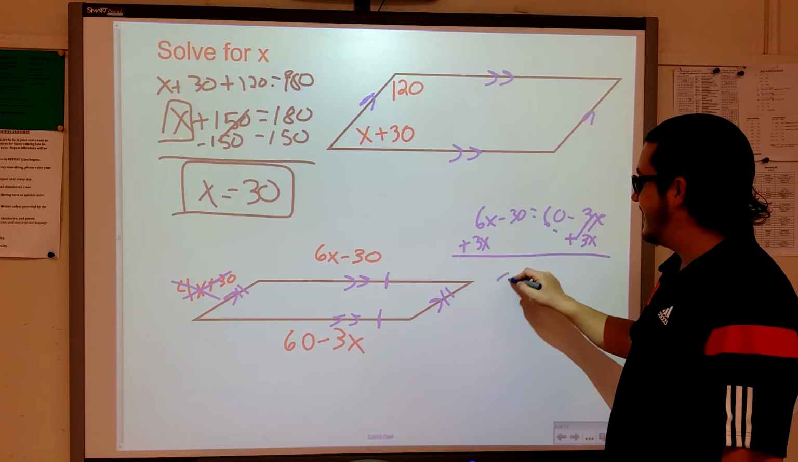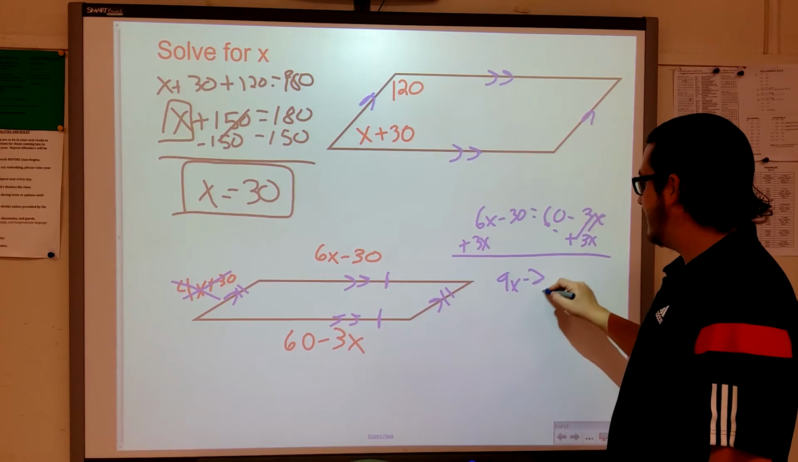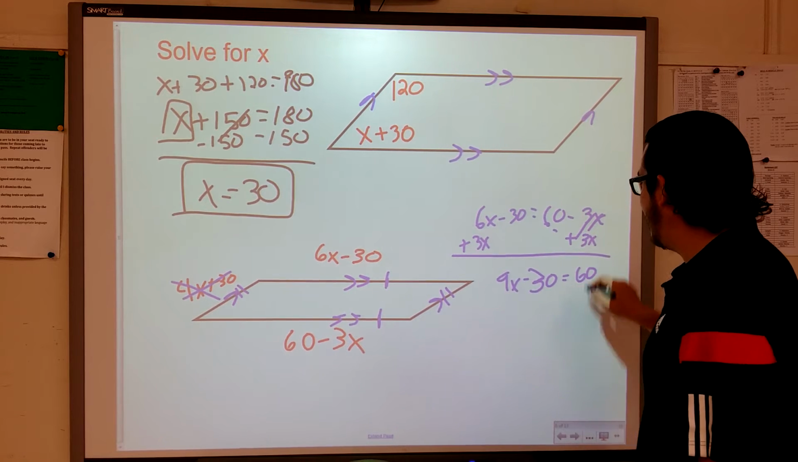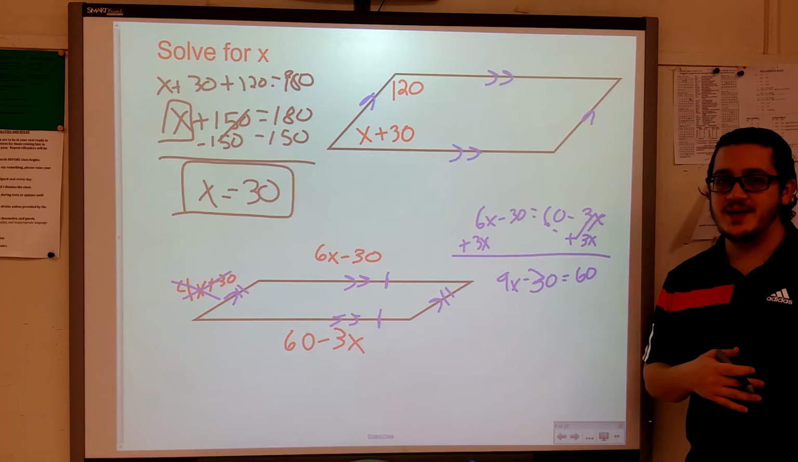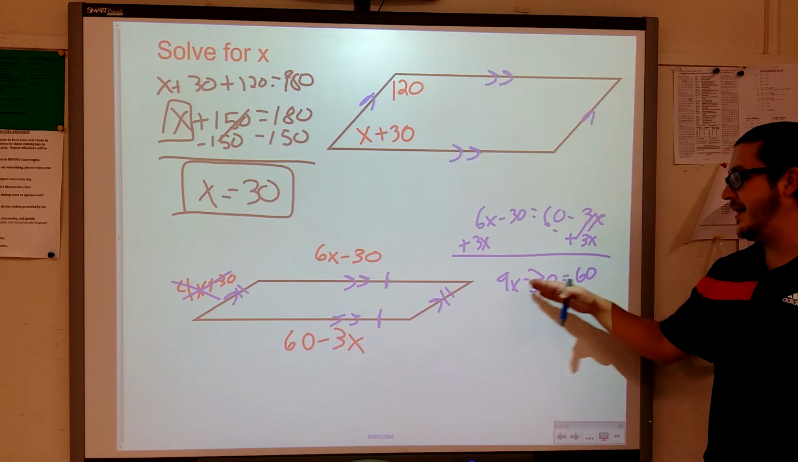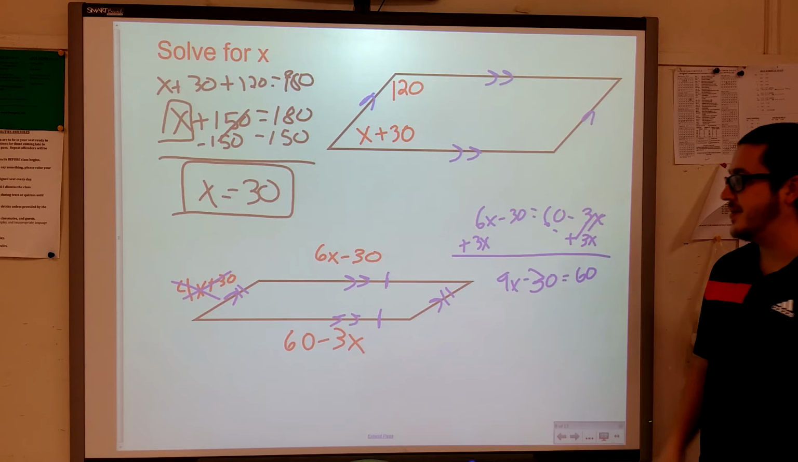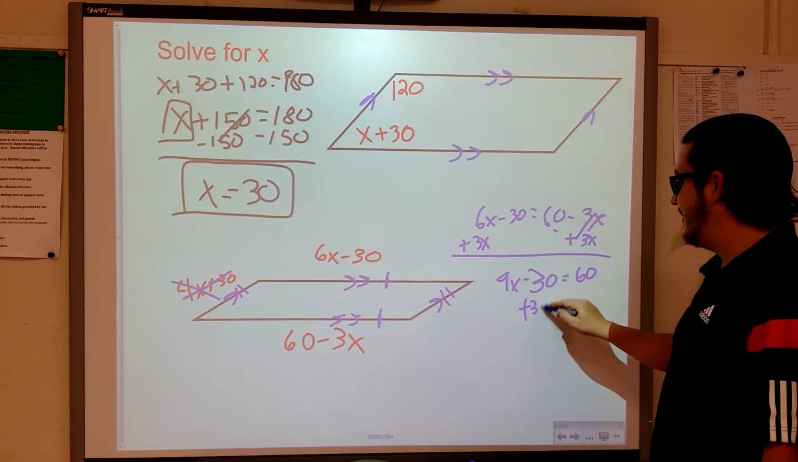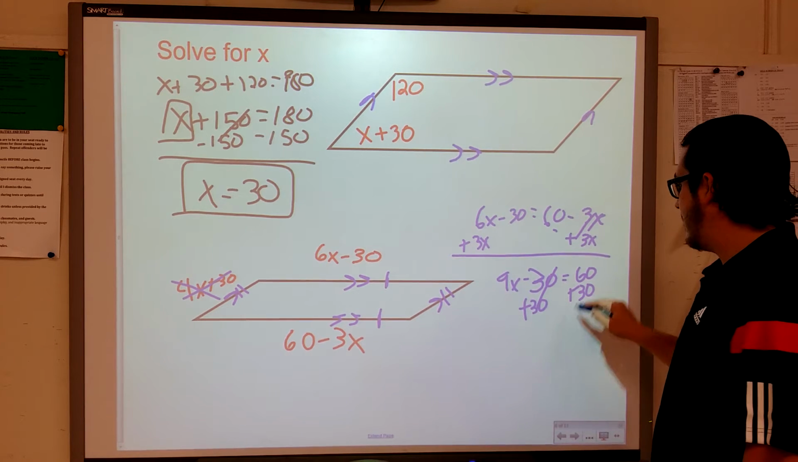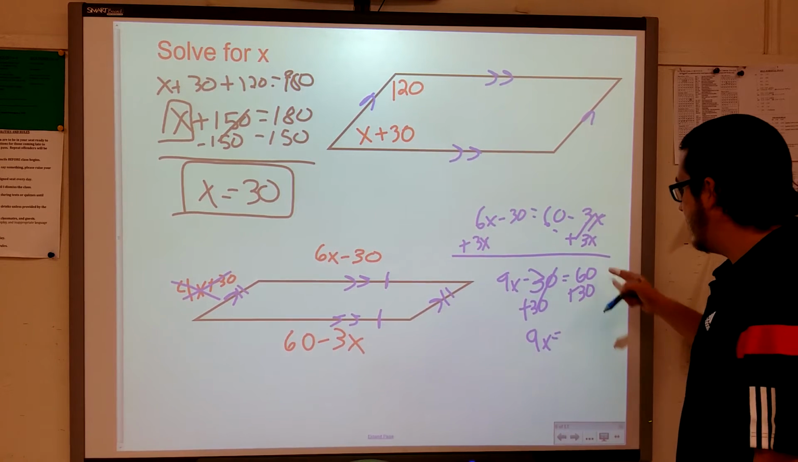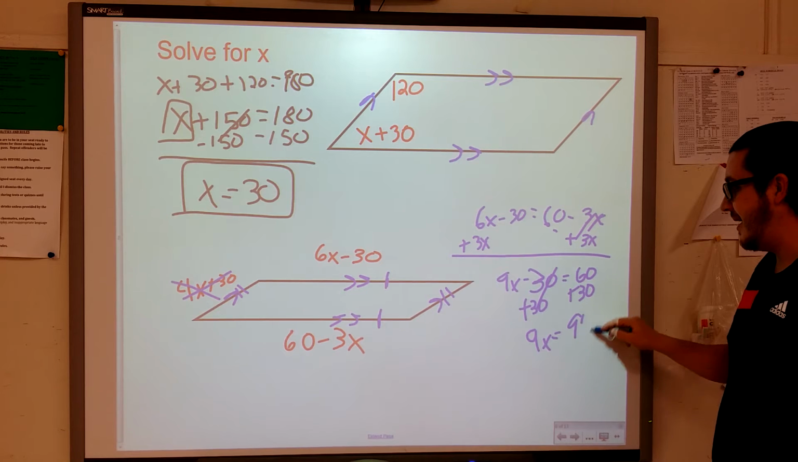6x plus 3x is 9x. So now we have 9x minus 30 equals 60, because we added 3x to both sides. We're going to add 30. 60 plus 30 is 90.